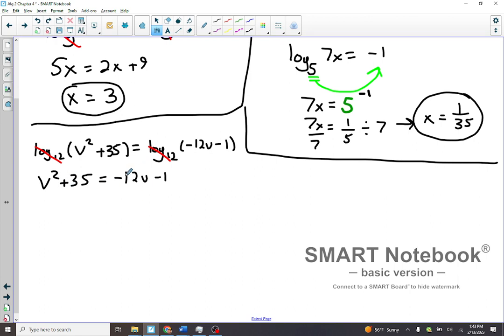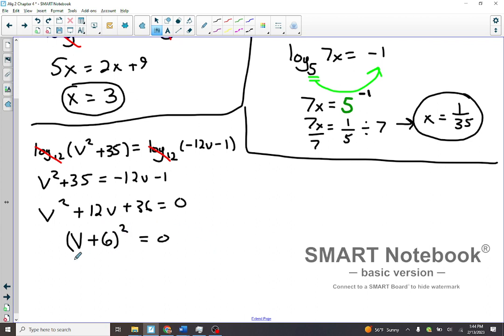Now, I'm going to rewrite this to have all the v's on one side and set it equal to 0, because I'm dealing with v squared and v. So now I'm in a situation where I have to factor. So v squared plus 12v plus 36 equals 0. Things that multiply to 36 and add to 12: 6 and 6, so I could just write it as v plus 6 squared equals 0.